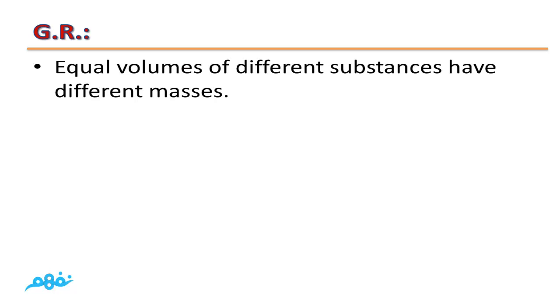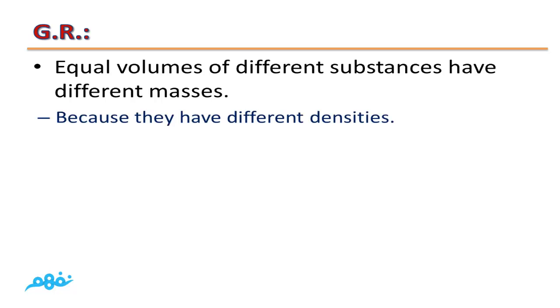Another question: give reasons for equal volumes of different substances have different masses. This is because they have different densities. Each matter has its own density.